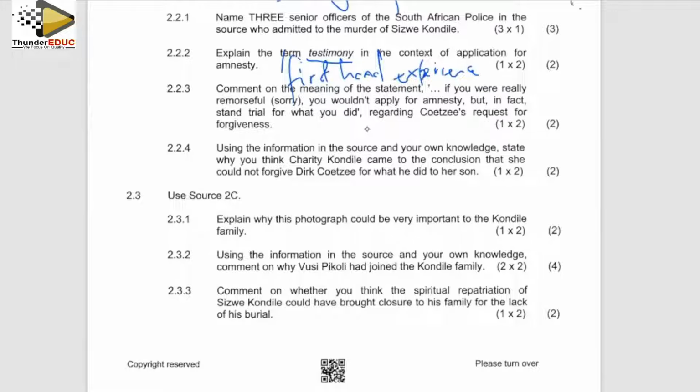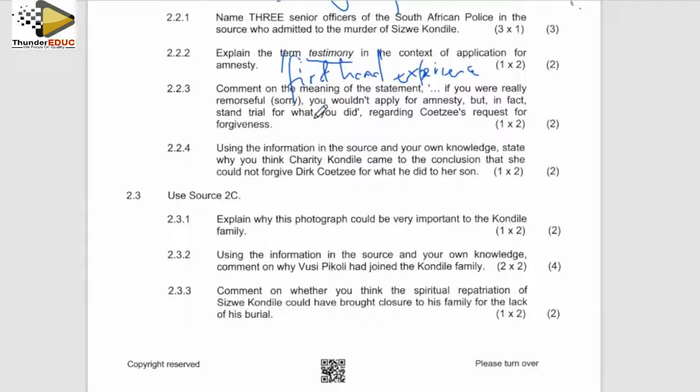Which was given by perpetrators before the TRC so that they could be granted forgiveness. For you to be granted forgiveness, you're supposed to give a testimony. You're supposed to give an account of first-hand experience. What happened exactly? You're supposed to fully disclose what happened in a testimony. So that is a testimony when someone is fully disclosing or giving a first-hand account of what happened so that the TRC would grant them forgiveness. That is a testimony in that context.